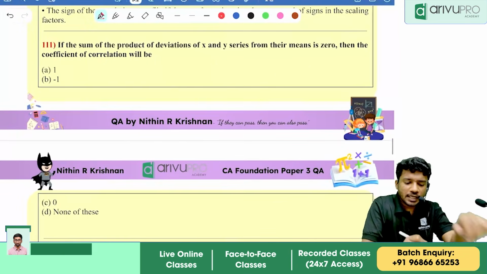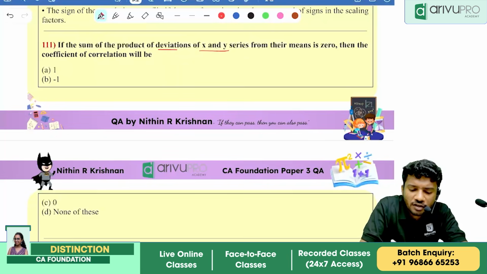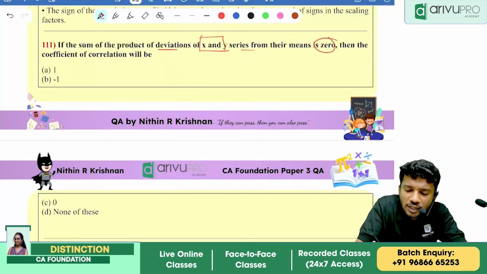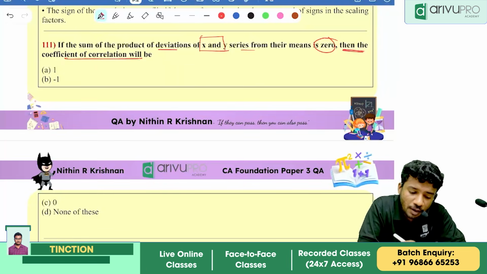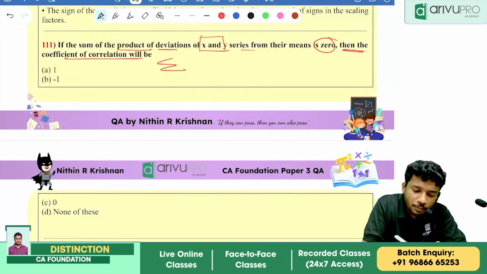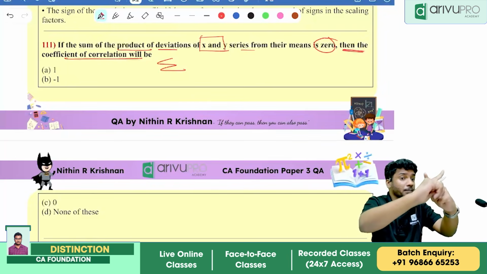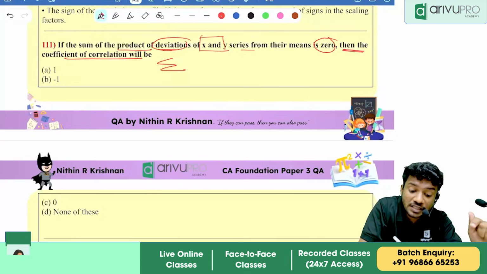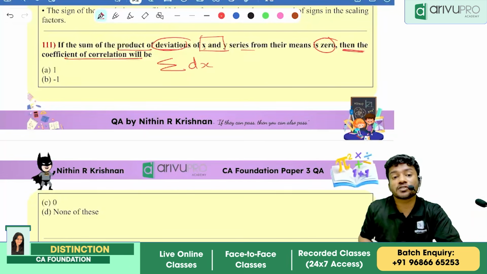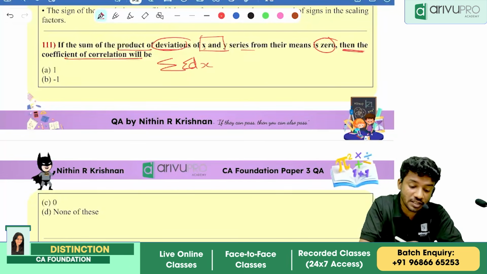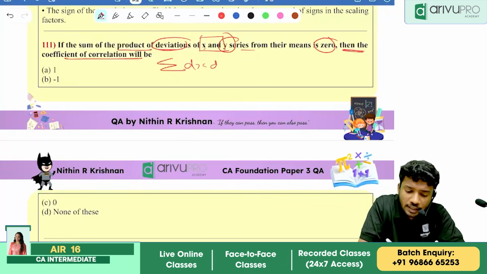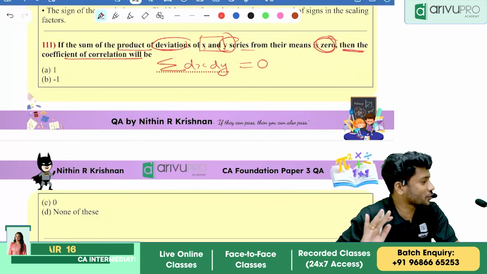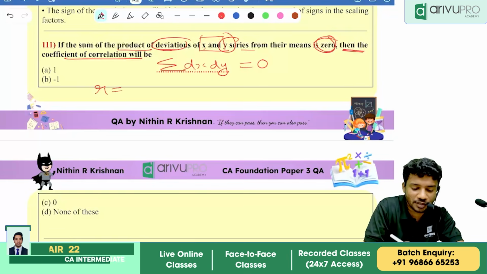Look here. If the sum of the product of the deviation of x and y series from their mean is equal to 0, then the coefficient of correlation is how much? What do you mean by this? Sum means sigma. Product means something should be multiplied. Product of deviations from x is sigma dx. Since sum is there, I am putting dx directly. Then the y series means dy. That is equal to 0. Sigma dx dy is equal to 0. Then the correlation coefficient is how much is the question? Which formula?